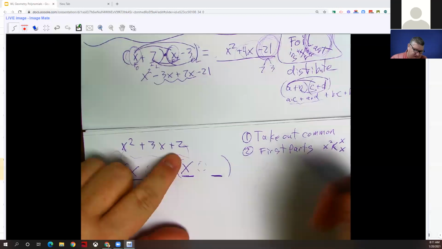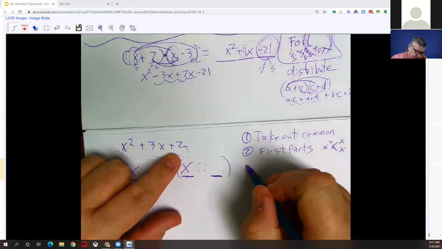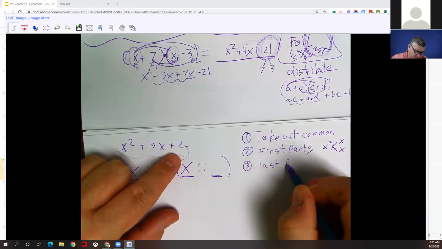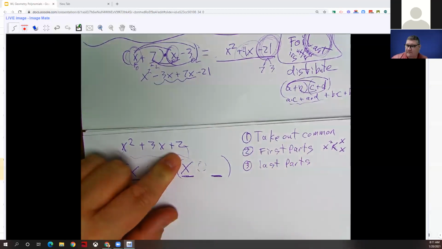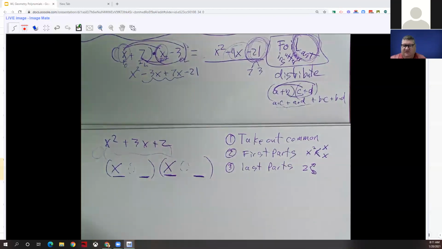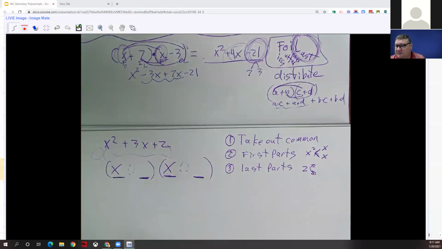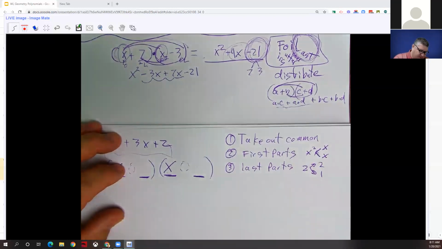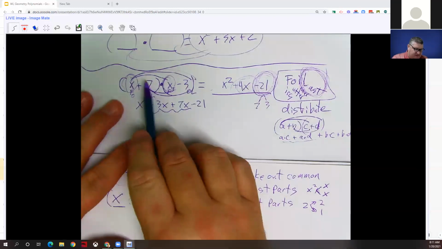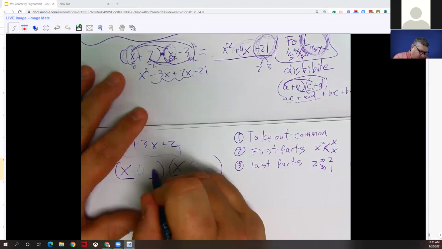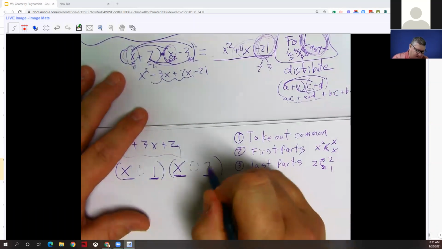So what are the factors of 2? Two breaks down into what and what? What are the only factors of 2, guys? Literally, it's the number 2. 2 times 1, thank you. So 2 times 1, because remember, we're multiplying 7 times 3, 21. What times what is 2? Well, that's going to be 1 and 2.